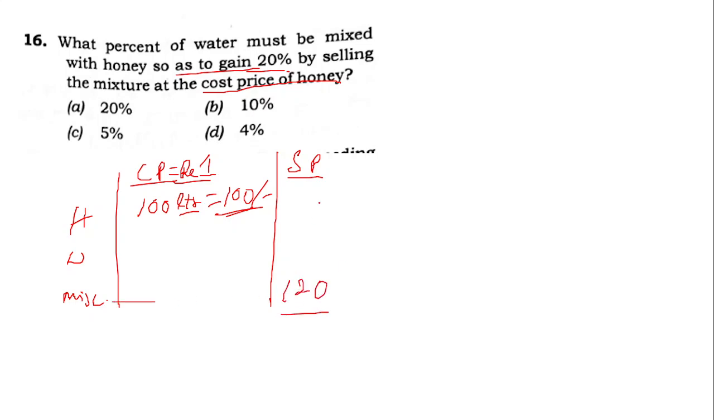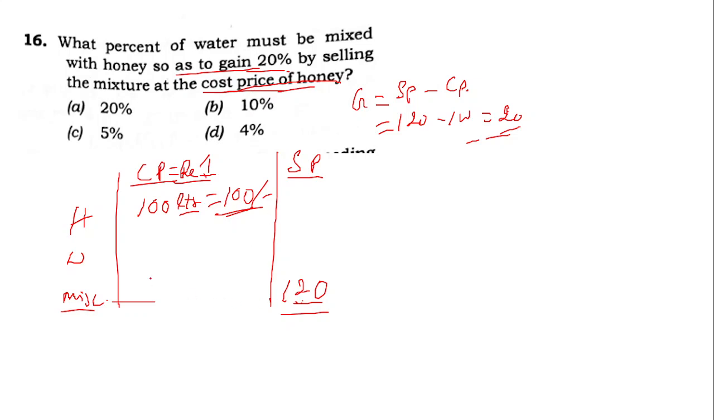That's what it means. Let me remind you, gain is nothing but SP minus CP. Got it? 120 minus 100 gives 20. 20% is what I need. Fine. Got it? So I need a selling price of the mixture as 120 rupees. And they say one more thing. The mixture has to be sold at the cost price of honey. That is 1 rupee per liter I have to sell.